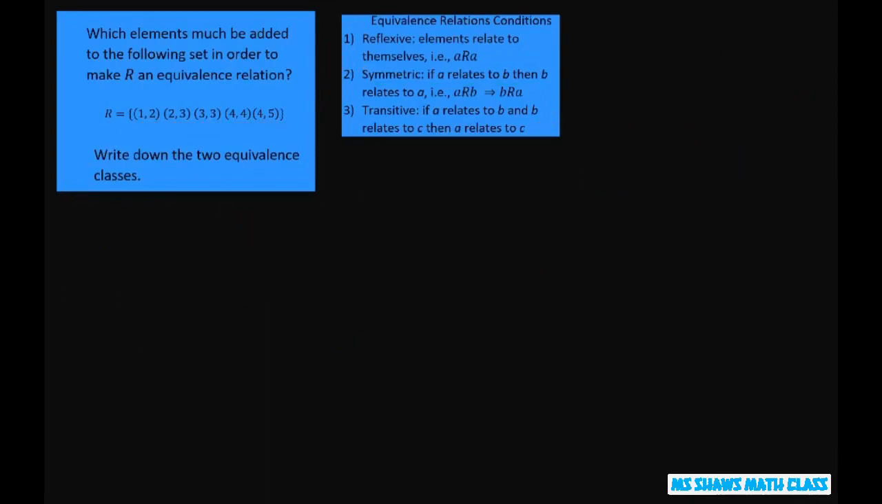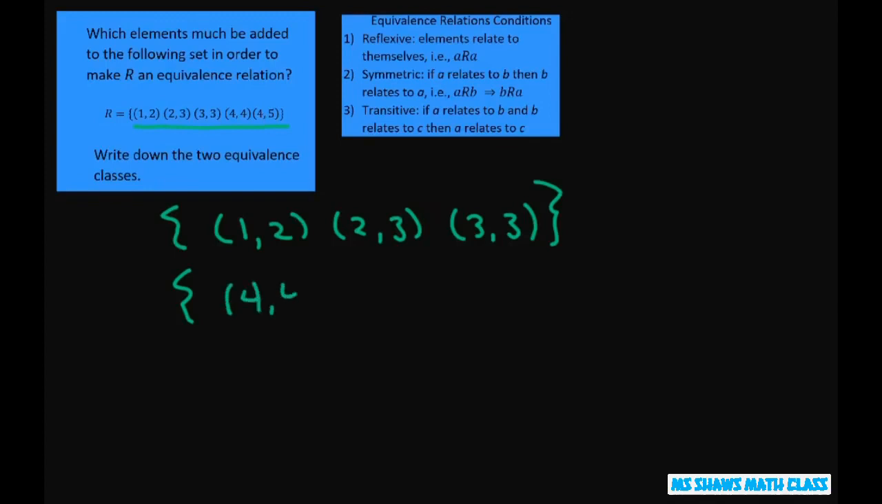Now, the two equivalence classes, when you're talking about that, you just look at your original relations and write them down. So our two equivalence classes are going to be, the first set's going to be 1, 2, 2, 3, and 3, 3. That's your first set. And your second set is 4, 4, and 4, 5. Those are two equivalence classes. You don't use what we added. Just use that.